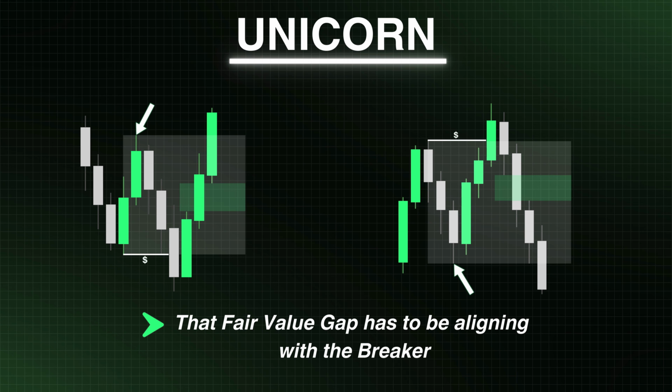So that fair value gap has to be aligning with the breaker. It can't be above it. It can't be below it. It has to be aligning with the breaker, at least a portion of it.